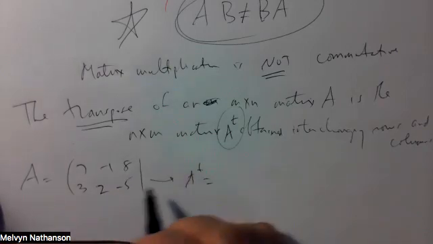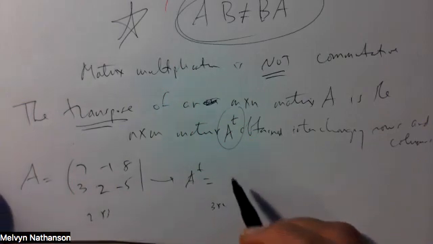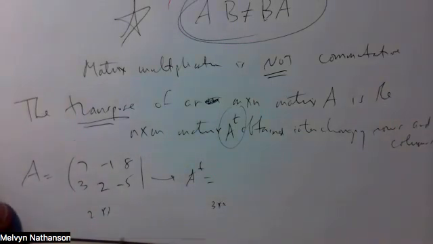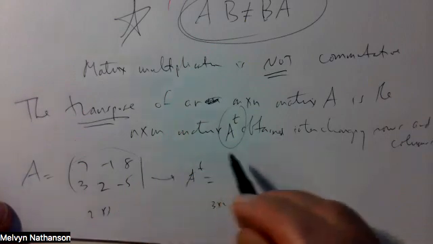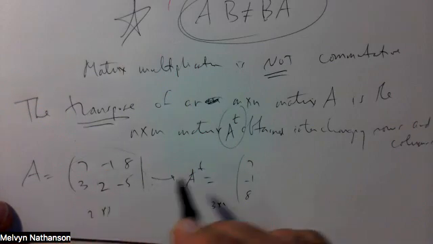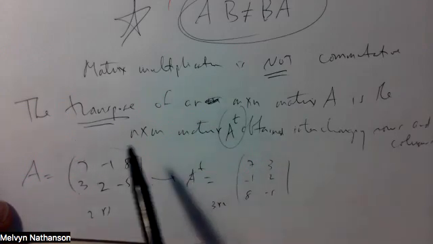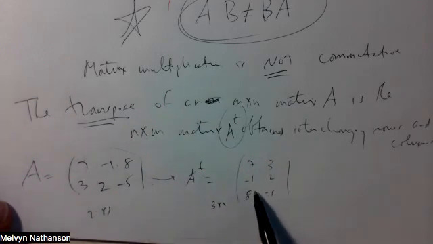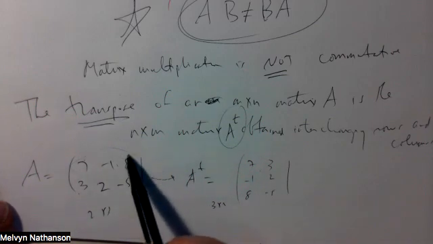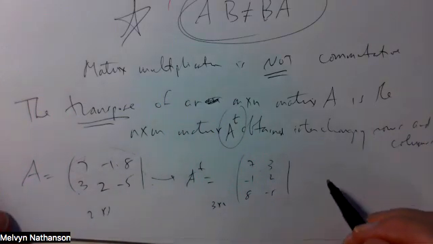So what is A transpose? This is a 2 by 3 matrix. A transpose will be a 3 by 2 matrix. And by interchanging the rows and columns, I mean the first row of A becomes the first column of its transpose. The second row of A is the second column of the transpose. Or you could look at it differently. The first column of A is the first row of A transpose. The second column of A is the second row of A transpose. The third column of A is the third row of A transpose. It's exactly the same thing.